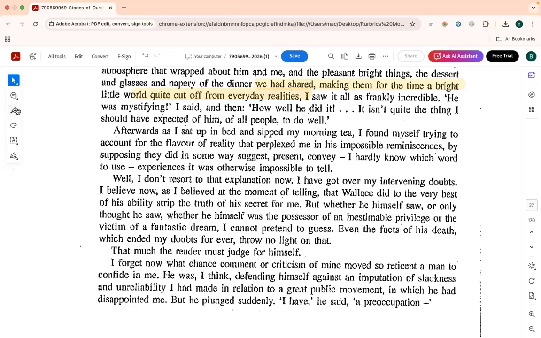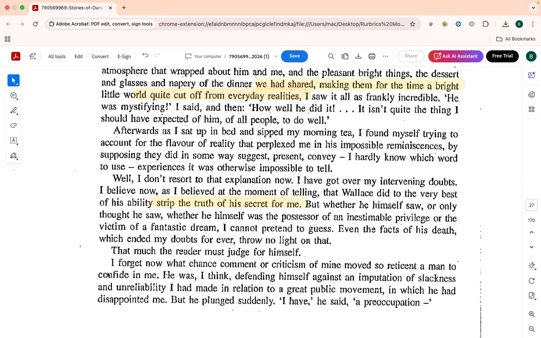Strip the truth of his secret for me. Now this word is quite strong and has multiple shades, by the way. But whether he himself saw, or only thought he saw, whether he himself was the possessor of an inestimable privilege or the victim of a fantastic dream, I cannot pretend to guess. Even the facts of his death, which ended my doubt forever, throw no light on that. Now, this also reveals how mysteriously Wallace has died, and how his death has led him to recall one of the events. That much the reader must judge for himself.